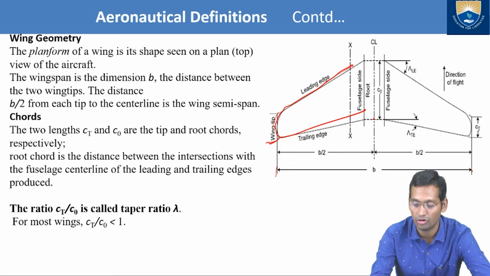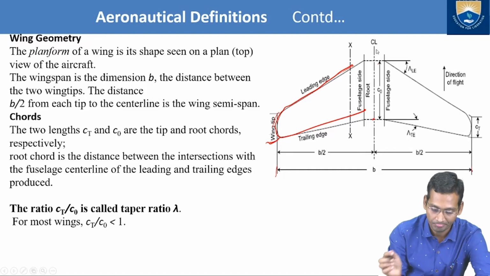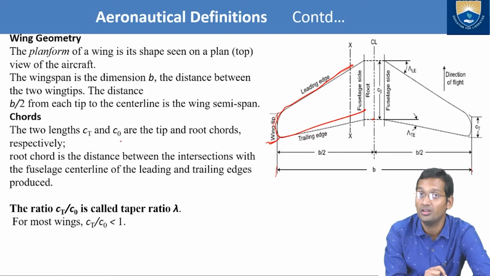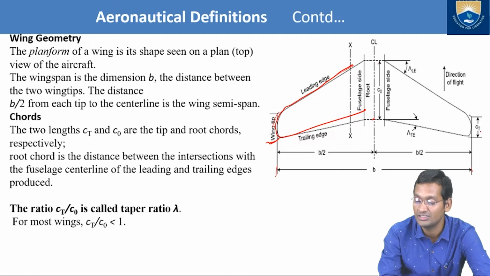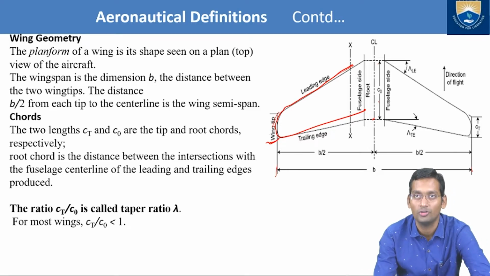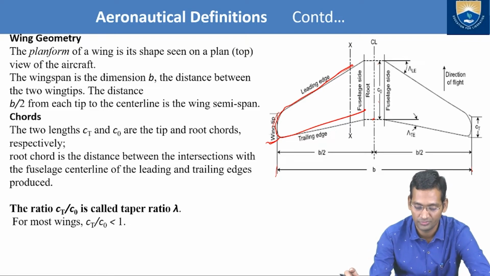So at the wing tip, that is the chord length of the tip. This is c0, the chord length of the root. That is how much length is there. Now, let's see the chord here. The two lengths, ct and c0, are the tip and root chord. I told you this is the tip chord, this is the root chord. So when we measure these two, that is the chord. So two types of chords are there: the tip chord and the root chord.